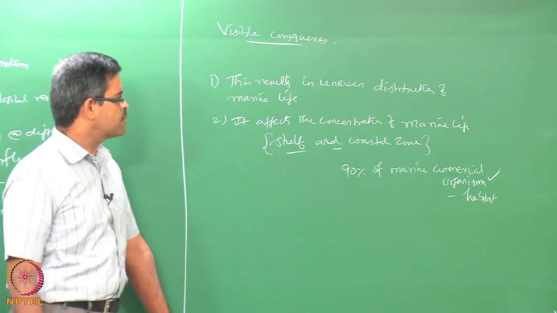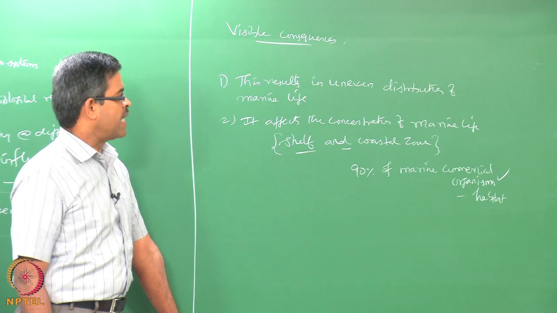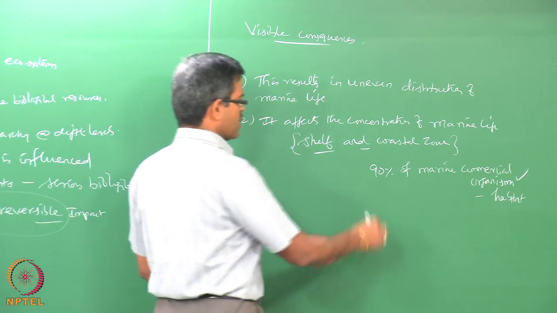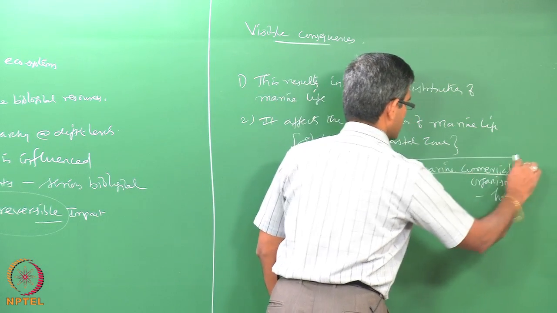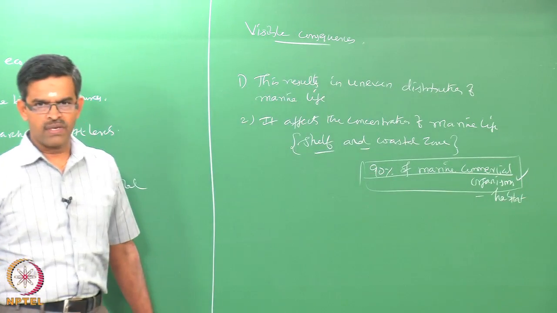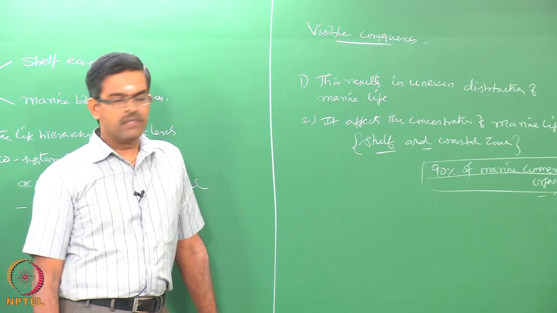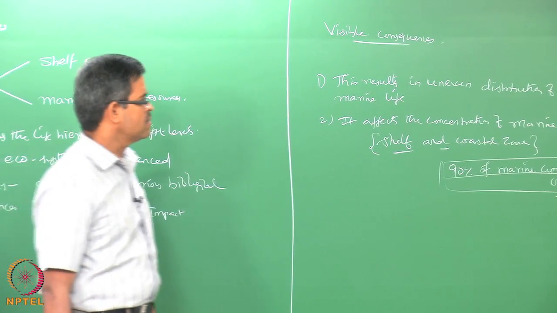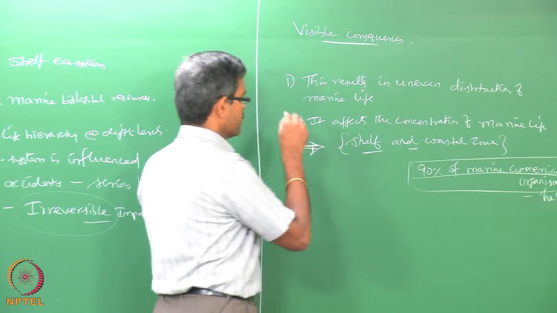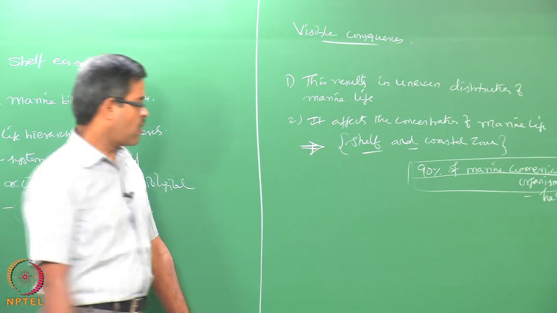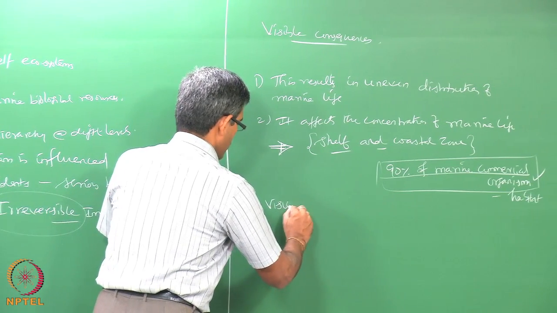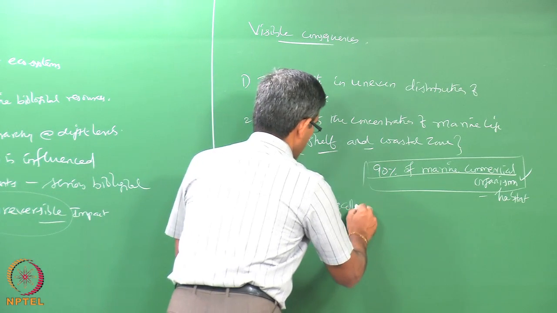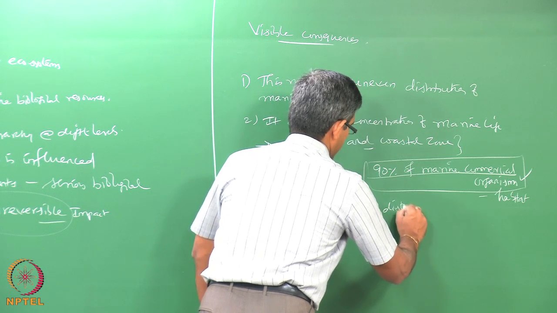So, therefore, if you disturb this particular area because of the activities resulting from oil and gas production, you are influencing the majority of the marine commercial organisms which are living in this specific sector. Interestingly, ladies and gentlemen, most of the oil and gas fields are also located in this zone. Therefore, they cause visible and serious ecological disturbances.